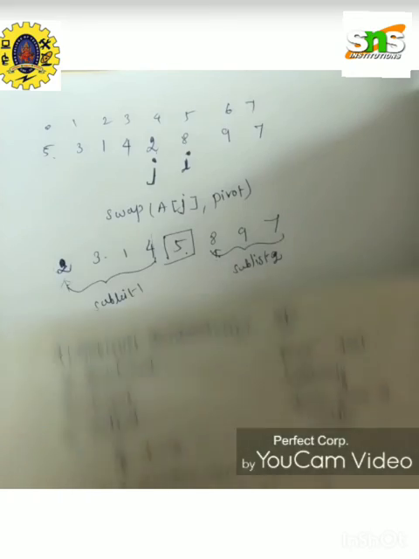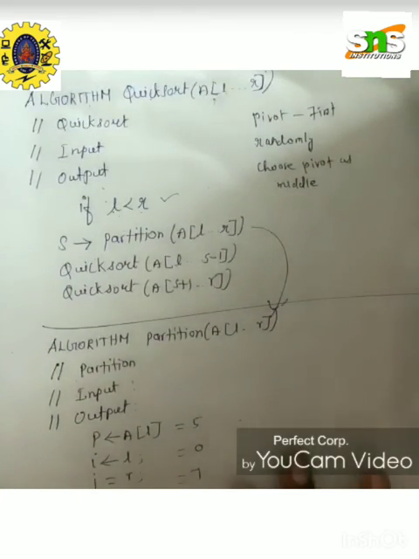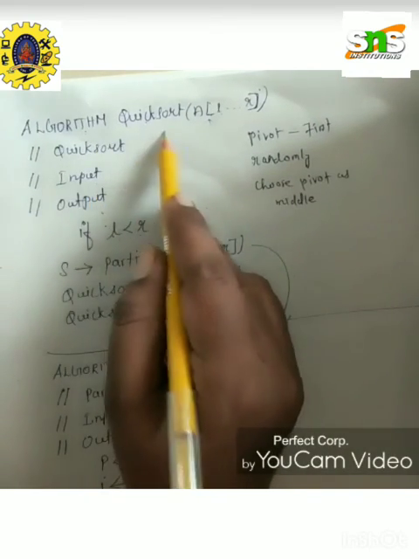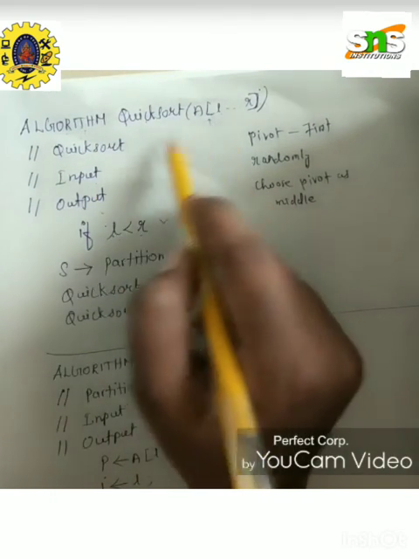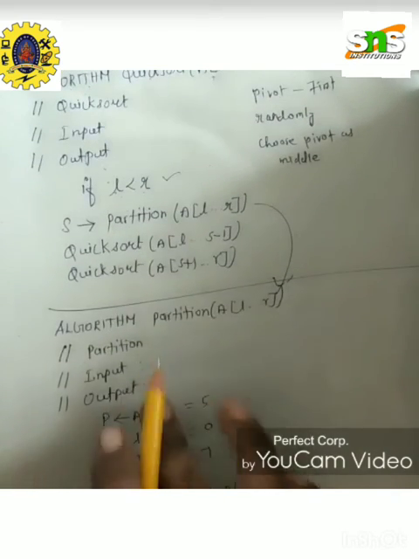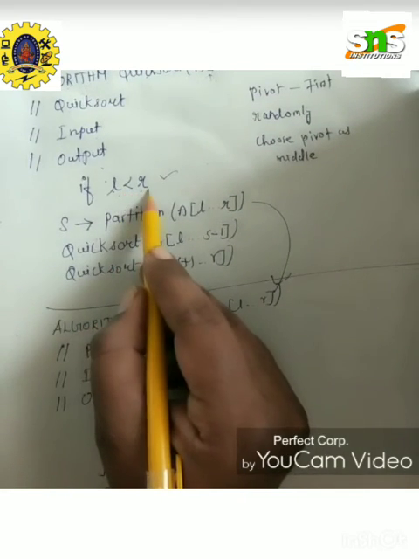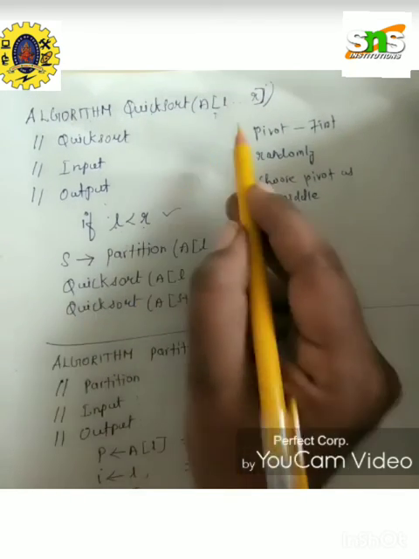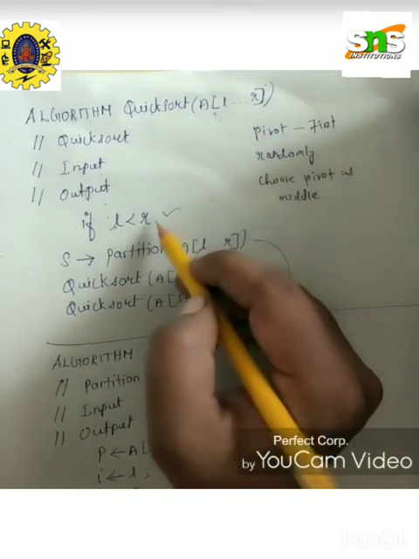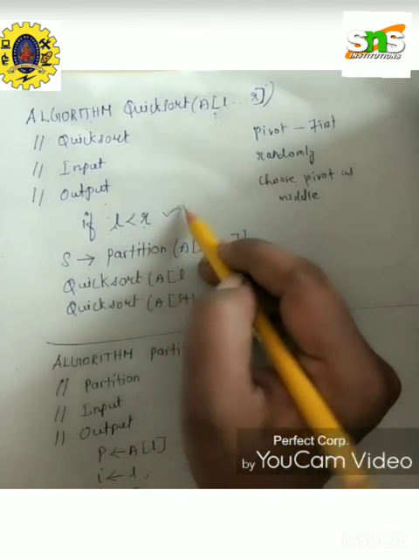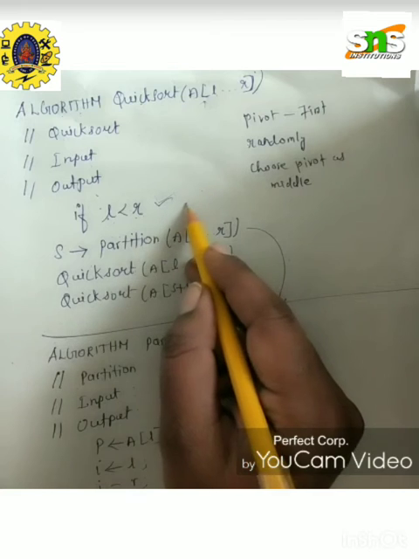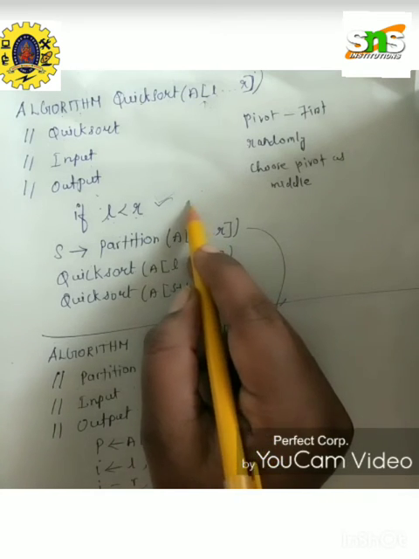So I will show the algorithm for the entire process. See here, this is the algorithm. Quicksort, array is passed as an argument, then write a description, input and output. So here, if L is less than R, where L is the lowest index position in the array and R is the highest index position in the array. So check if L is less than R, then you do the partition. If L is greater than R, you stop the process.